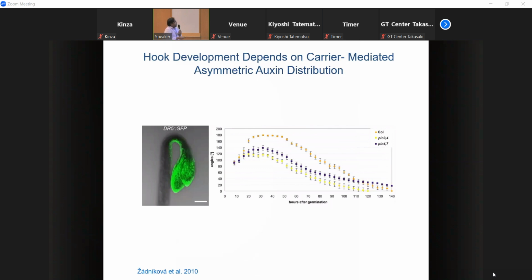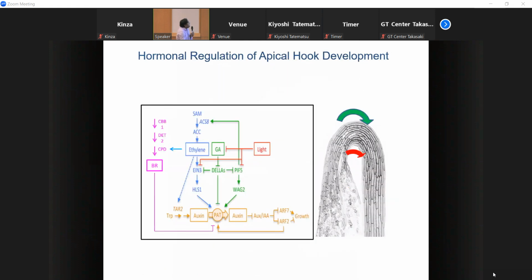And it has also been well established that this auxin transport is through auxin influx and efflux carriers. The influx carriers are AUX and LAX, and the efflux carriers are PIN carriers. When you look at the double mutant, hook development is affected. Several labs have outlined the hormonal pathways involved in hook development. But what is downstream of these hormones?